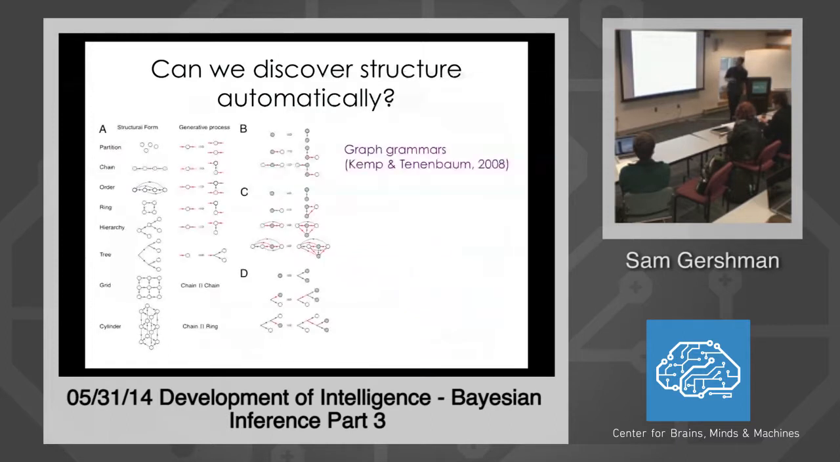Charles Kemp, a number of years ago, developed the idea that you could devise essentially a graph grammar that would build up a very large family of different structures through a small set of production rules. If I give the model a particular data set, it will use these production rules to try to recover the set of productions that gave rise to those data. So it's trying to analyze the structural form of a data set into a small number of objects like partitions, chains, orders, rings, hierarchy, etc.